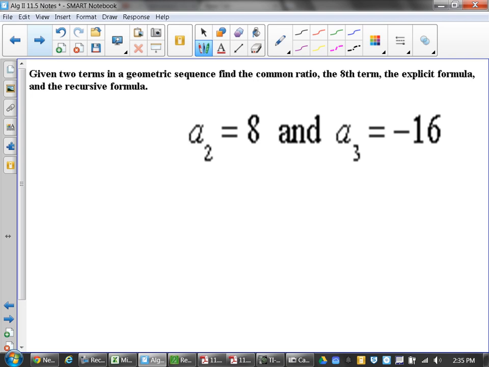Now, what I want you to do with this one here is I don't want you to write this down. Look at what you have here as far as your terms. Do you have consecutive terms? Yes. That means we should be able to numerically develop the rate. How did you do that?